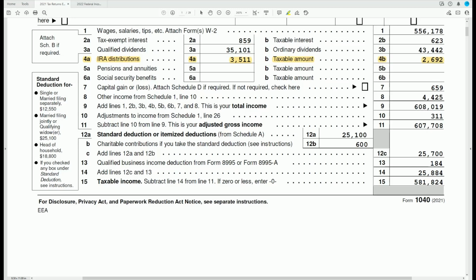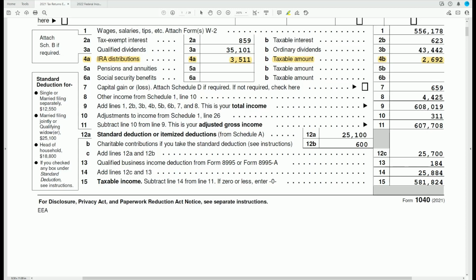This will include traditional IRAs, Roth IRAs, SEP IRAs, and SIMPLE IRAs. If the taxable amount is shown and lower than the total distribution amount like we see here, this indicates a rollover or pro rata distribution of cost basis versus earnings, which we'll investigate further on the Form 8606. If the IRA distribution was a rollover, the word rollover would be shown next to line 4B.